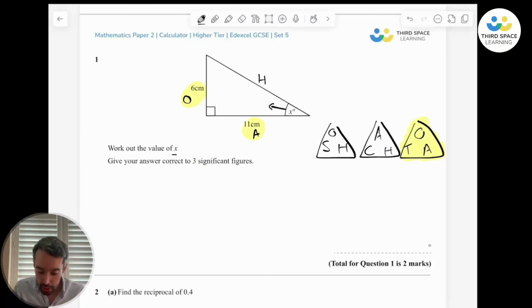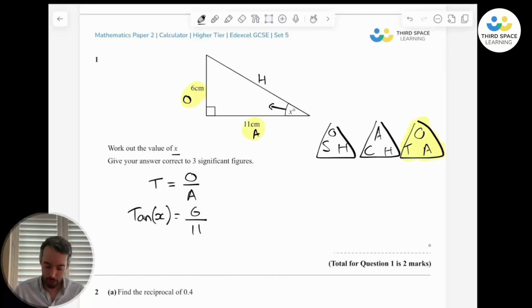We want to work out the value of x, so which one of these am I finding? Well, it's tan of the angle, so it's going to be T. Cover up T, and I get O divided by A. Now, T is just tan, and it's always tan of the angle, so tan of x in this case is equal to the opposite, which is 6, divided by the adjacent, which is 11. Next job, we need to work out what x is, so we need to do the inverse of tan. So it's tan to the minus 1 of 6 over 11.